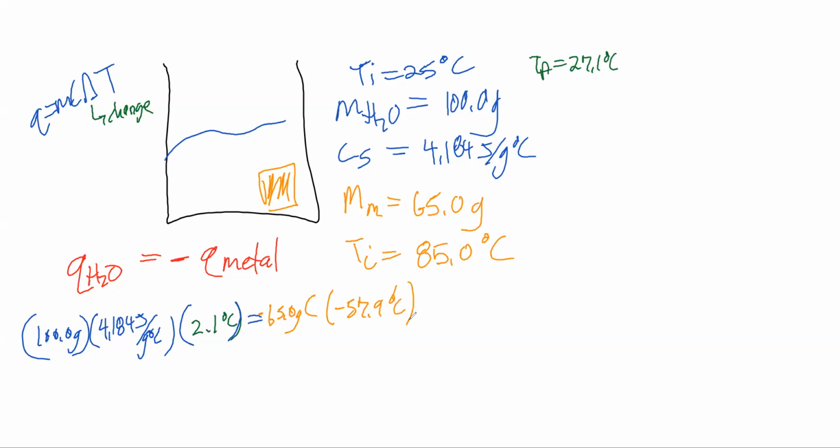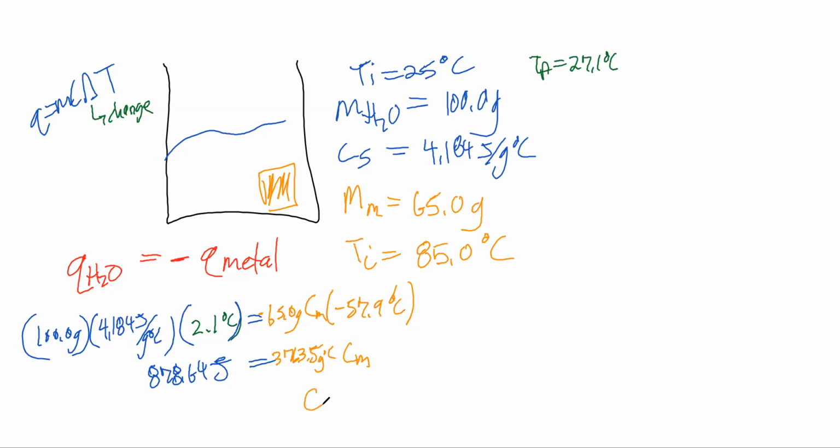So we can consolidate the whole left-hand side. So 100 times 4.184 times 2.1. All of this becomes 878.64 joules is equal to, and then we can consolidate a lot of this part. So 65 times 57.9. And both of those are negative, so we should have a positive value now, 3,763.5. And that's going to be our grams times degrees Celsius.